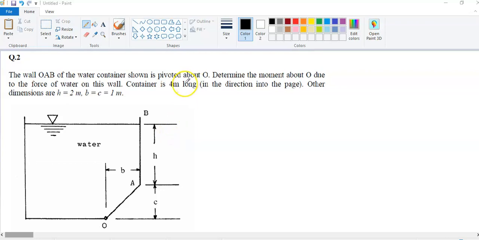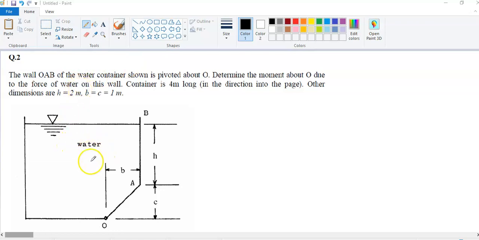Alright, so now we will solve question 2. So let's read the question at first. The question is: the wall OAB of the water container shown is pivoted about O. So it is pivoted here. Determine the moment about O due to the force of the water on the wall.